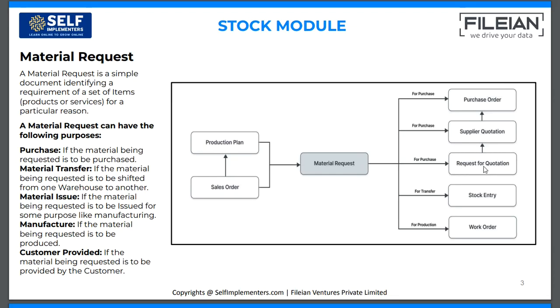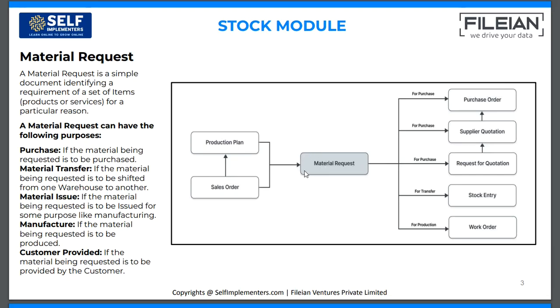That material request gets converted into the request for quotation. Suppose there are multiple suppliers to supply a particular raw material, then in that case we will generate a request for quotation, and that request for quotation gets converted to the supplier quotation, from the supplier who is the lowest in terms of price. Then this supplier quotation gets converted into the purchase order.